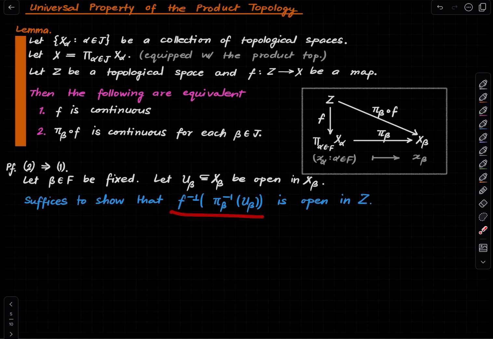But what is this? This is equal to pi beta composed with f, inverse of u beta. But is it open? It is open in Z because we are given that this is a continuous map. So that is the proof. In the previous lecture, we perhaps didn't do it this way. We did a little extra, but this is sufficient. Okay, let's move on.